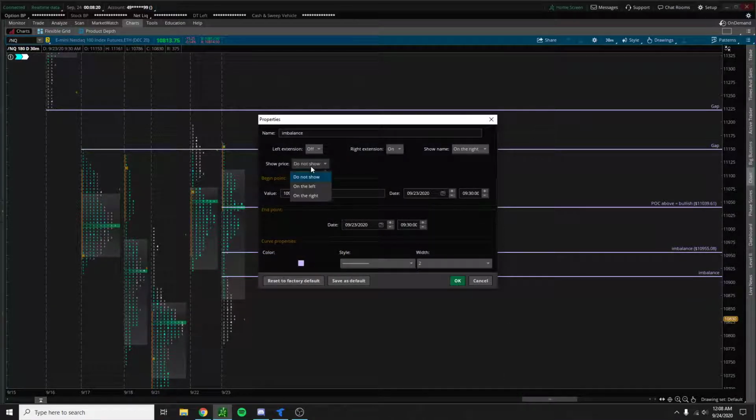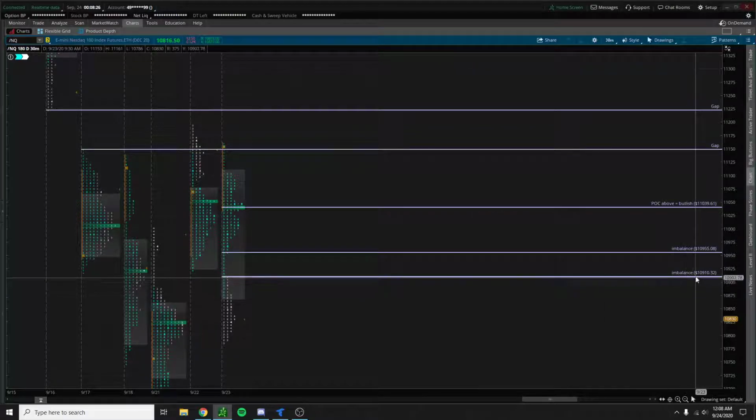Don't worry if it's not an exact level. You can be off by a couple ticks. So don't worry if it's not 10,910.32. It doesn't matter, just as long as it's very close to that or around that, you're okay. Okay, those are marked.